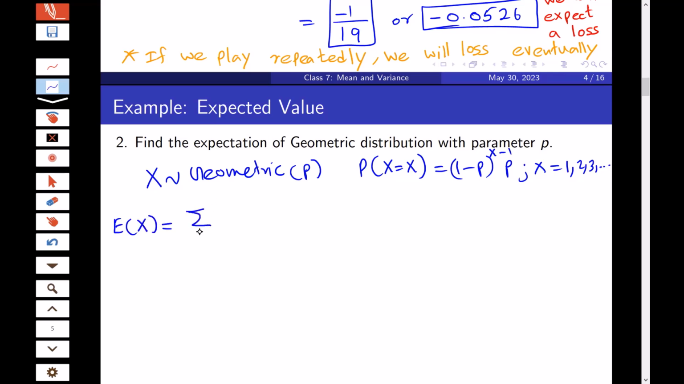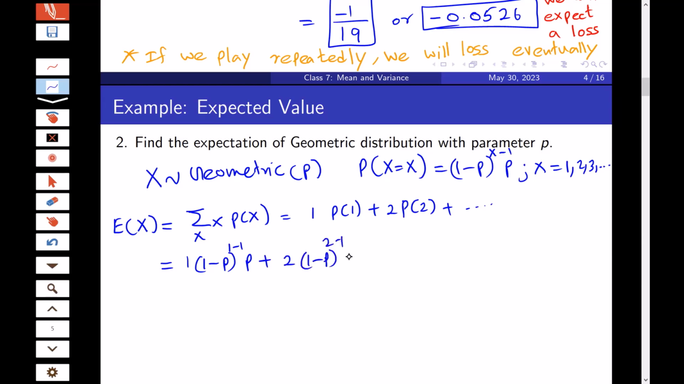Expectation of x is sigma x p(x). Now I will plug in 1 times p of 1, which is the first value you can take for x, plus 2 times p of 2, and so on to infinity. Plugging in: 1 times (1 minus p) to the power 1 minus 1 times p, plus 2 times (1 minus p) to the power 2 minus 1 times p, plus 3 times (1 minus p) to the power 3 minus 1 times p, plus one more, 4 times (1 minus p) to the power 4 minus 1 times p, all the way to infinity.